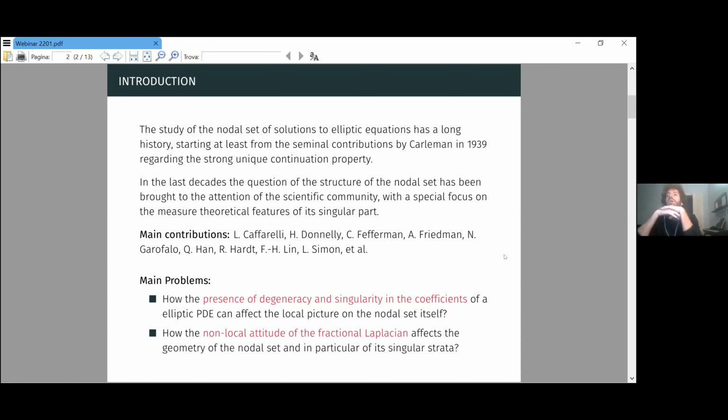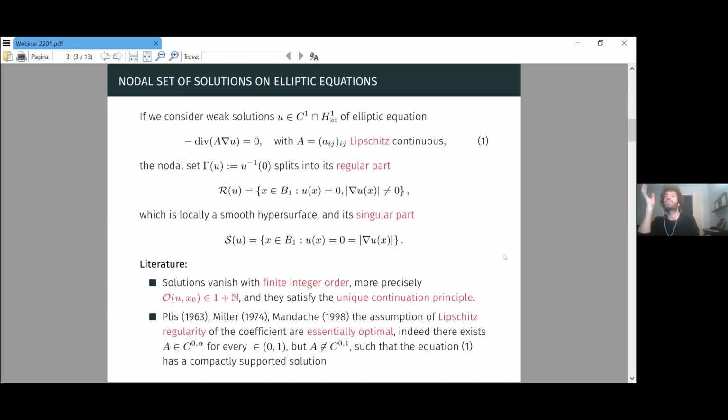I will just show a few results about the second question. I will not enter into detail, but just explain what the differences are between the local case and the fractional Laplacian, and also try to mention the differences between this, let's say, harmonic case and the one described by Susanna involving segregation problems. For me, the classical contributions are the ones related to this kind of problem.